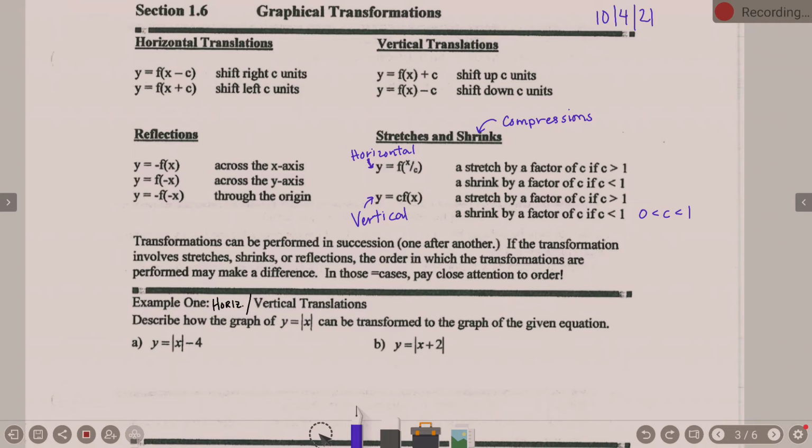Okay, so horizontal stretch, still by a factor of C if C is greater than 1. Horizontal shrink, again, when it's C less than 1, just realize they're always talking about a number between 0 and 1, so a fraction or a decimal. The negatives go with the reflections.